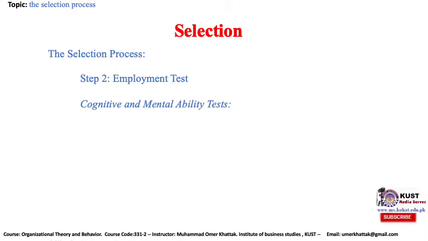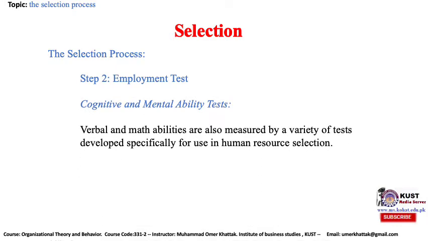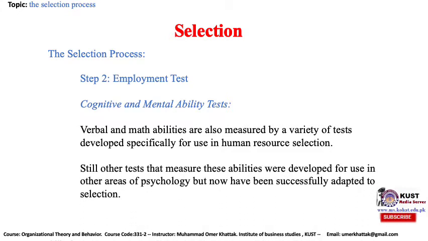Cognitive and mental ability tests. Verbal and math abilities are also measured by a variety of tests developed specifically for use in human resource selection. Still other tests that measure these abilities were developed for use in other areas of psychology, but now have been successfully adopted to selection.